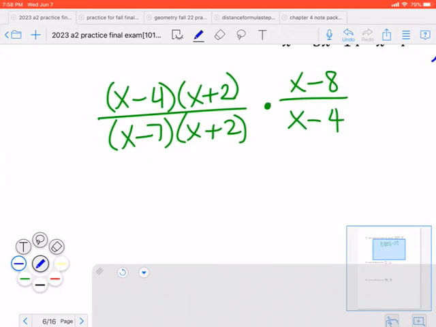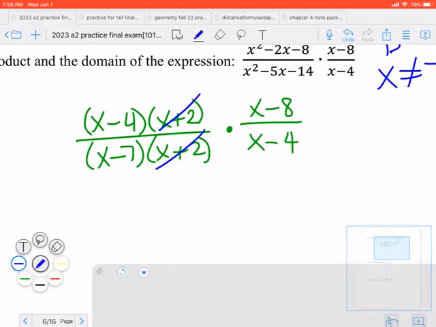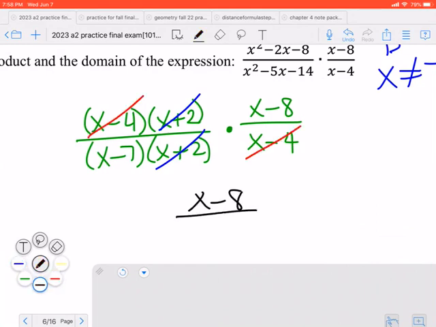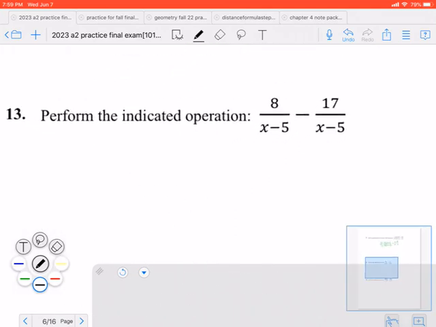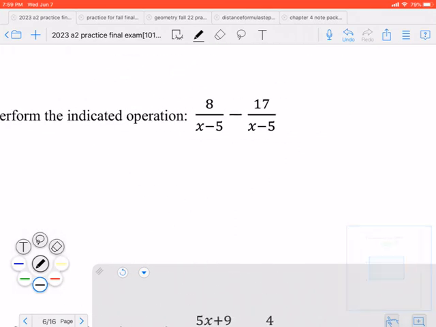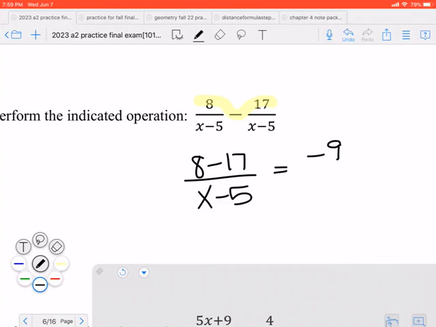And now for our answer, those guys cancel. Those guys cancel. X minus 8 over x minus 7. Subtraction. Adding and subtracting, you need a common denominator, and we have the common denominator, x minus 5. So we do the operation to the numerators. 8 minus 17 is -9.